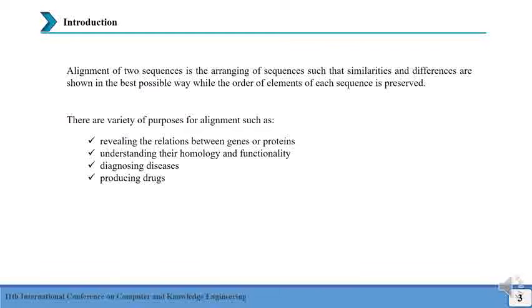Alignment of two sequences is the arranging of sequences such that similarities and differences are shown in the best possible way, while the order of elements of each sequence is preserved. There are a variety of purposes for alignment, such as revealing the relations between genes and proteins, understanding their homology and functionality, diagnosing disease, and producing drugs.